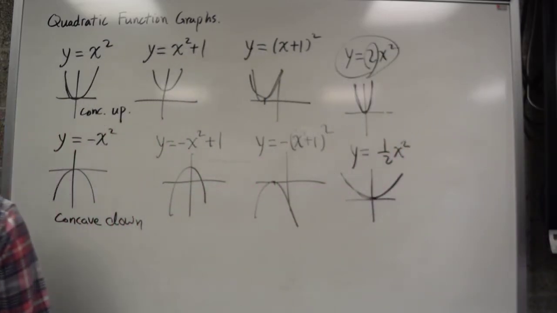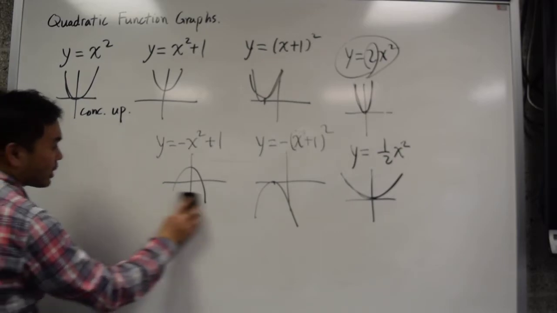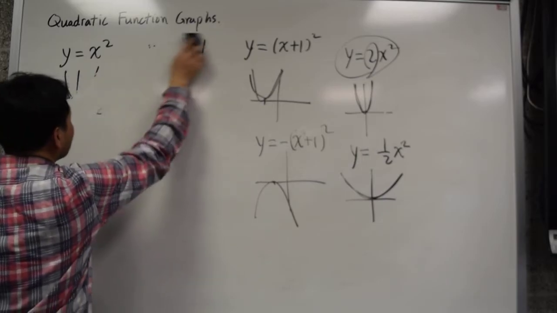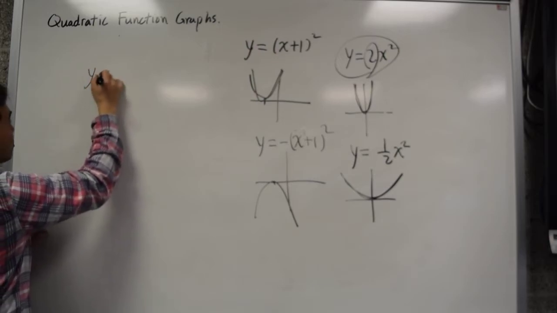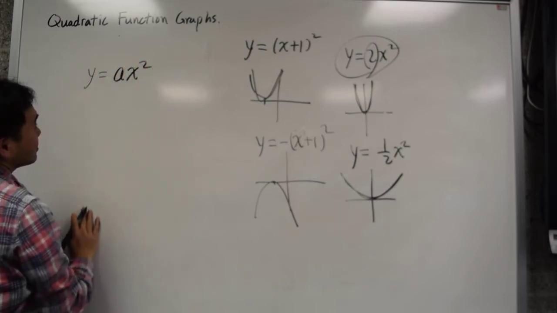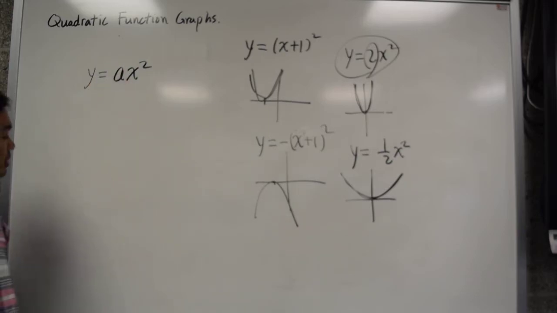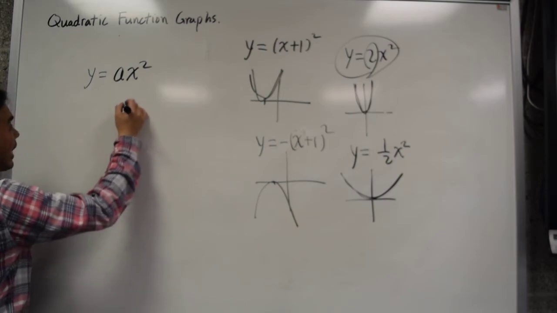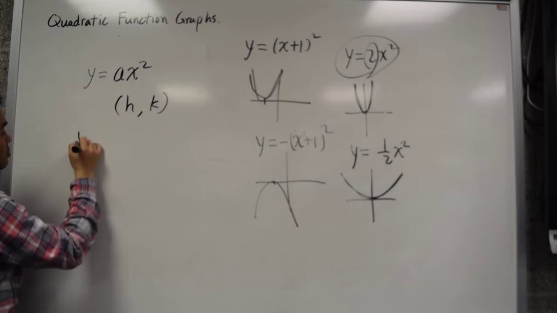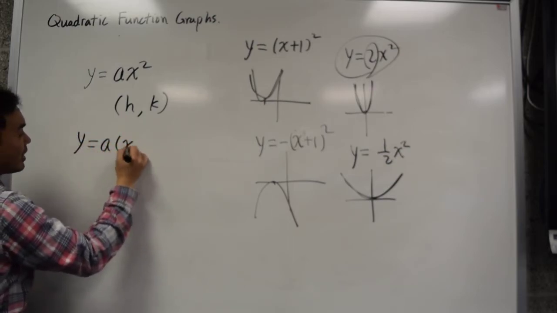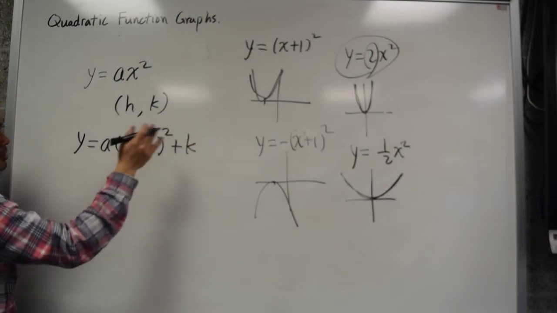Now, if you took any of those graphs and did shifting, the graph you're going to get will be the following. So if we take any kind of graph y equals ax squared, where a could be like 2 or 1/2 or negative 1/2 or whatever, then if you move h to the right and k up, this is what happens. You have y equals a times (x minus h) squared plus k. You move h to the right, k up.